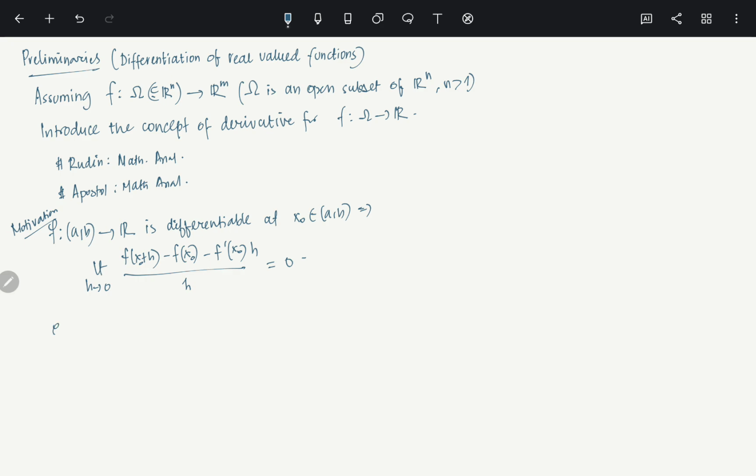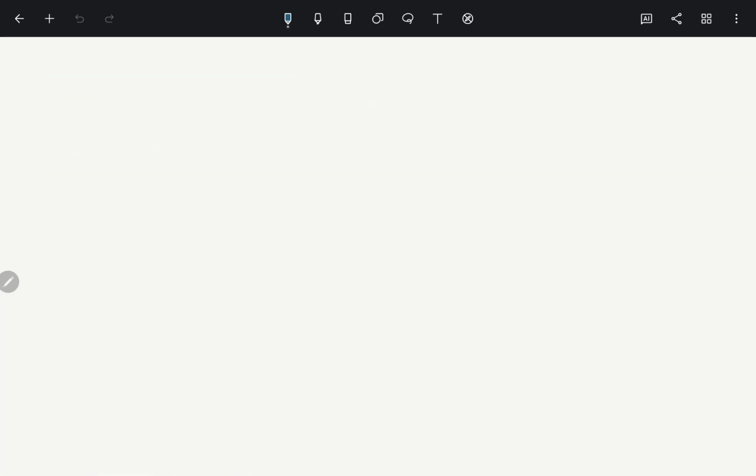Now of course there is an equivalent form of this. If I put a modulus here, nothing changes: the limit as h tends to 0 of the absolute value of f of x naught plus h minus f of x naught minus f prime of x naught acting at h, divided by mod h, equals 0. I am going to use this idea to motivate my definition of derivative for a real valued function.